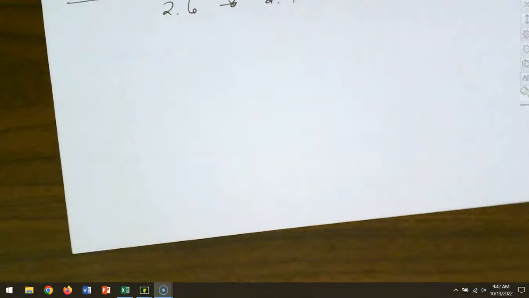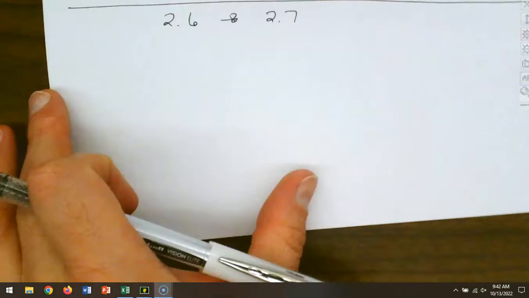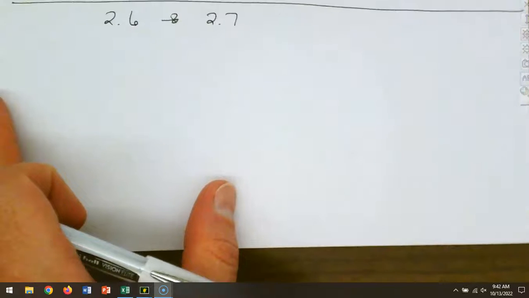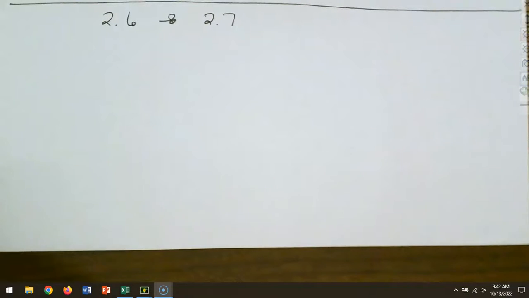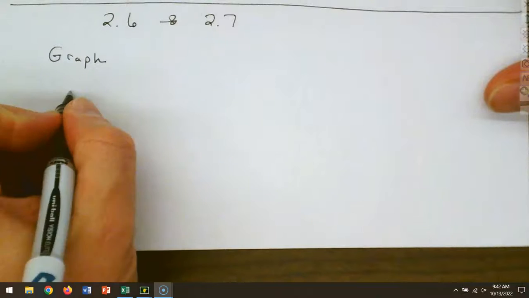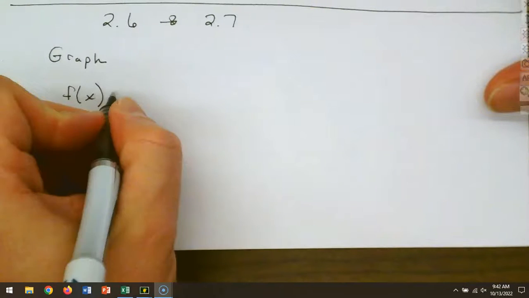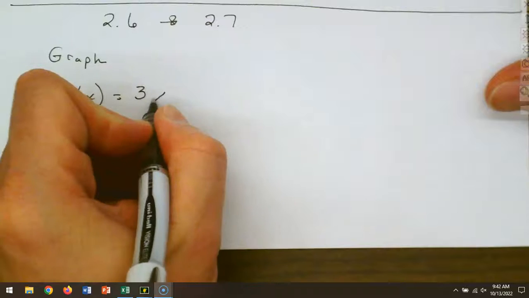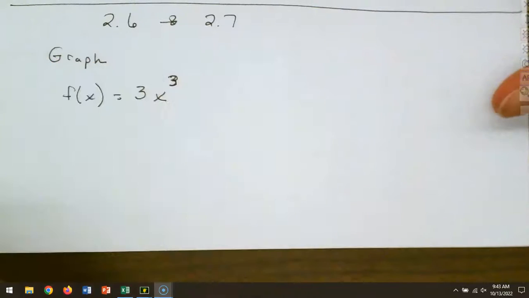What we do is we identify what function it is, then we figure out what the graph should look like, and then we talk about any translations that might be involved. So we'll start with some easier ones. Let's try to graph f of x equals, how about 3x cubed? Now, what we look at is the fact that this is not a line. This is a cube. It's got an x cubed on it.